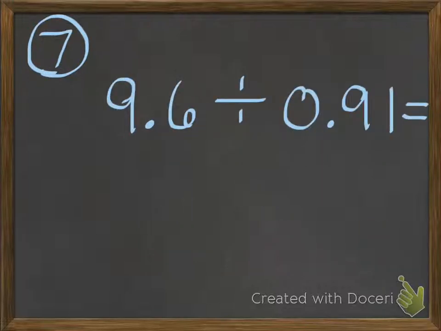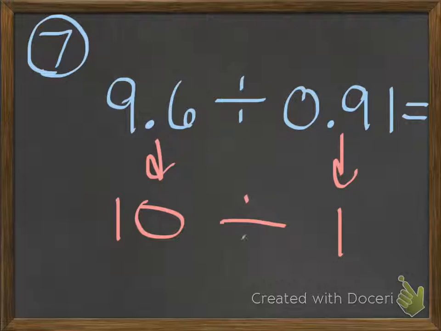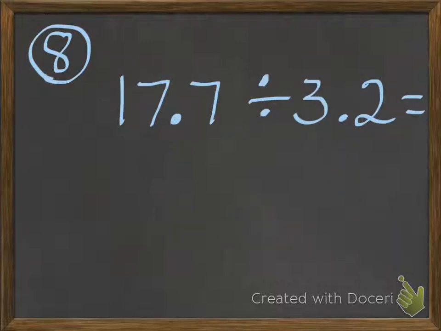Let's try number 7. 9.6 divided by 0.91. I'm going to round 0.91 up to 1. It's really close to the number 1. And then I'm going to round 9.6 to 10. Then I have 10 divided by 1, and that equals 10.